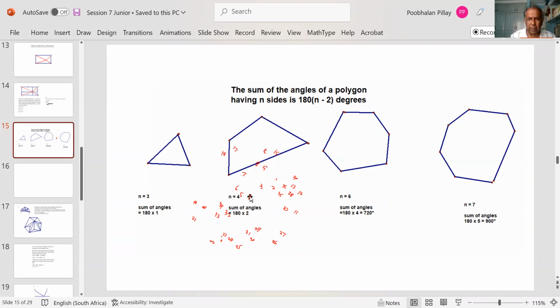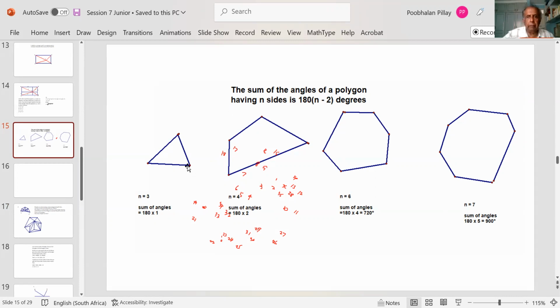Just ignore these numbers here. I'm sorry about this. The sum of the angles of a polygon having n sides is 180 times n minus 2 degrees. This is a very, very important formula, right? Just remember that if a polygon has got n sides, you reduce the number of sides by 2 and multiply by 180. That number will give you the number of degrees you get if you add up all the angles of the polygon.